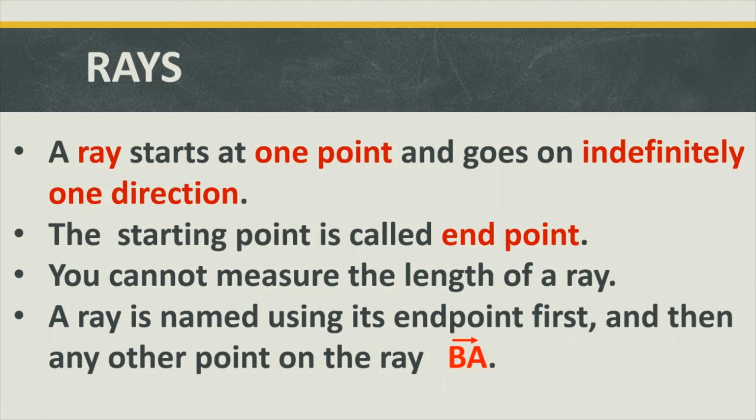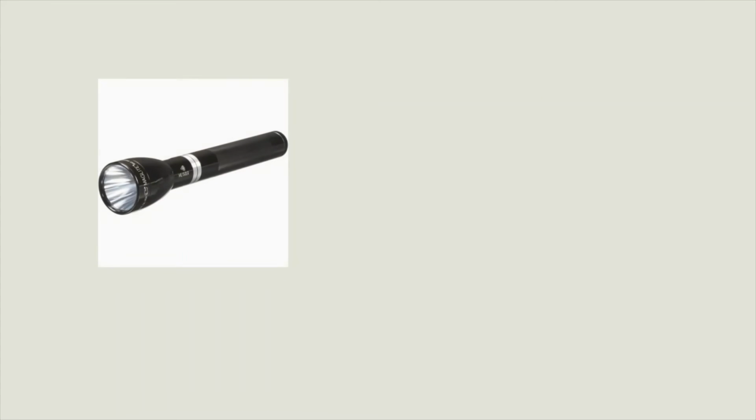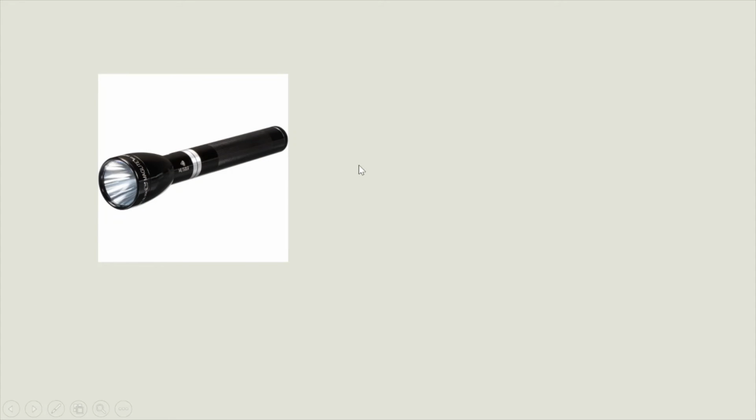A ray is one-dimensional. That means it only has length. Some real-life examples: a flashlight. The ray's endpoint starts from here and the light goes on forever. An arrow is a good example of a ray.